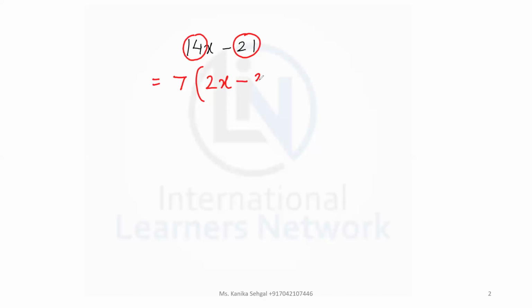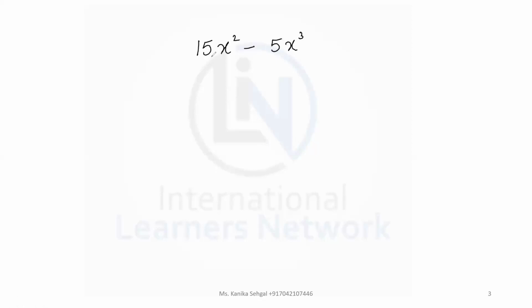Then we have minus 3 here. By which number shall we multiply 7 so that we get 21? That would be 3. Please notice, if it is plus here, you're going to write plus. If it's minus here, you're going to write minus. So let's try the next one.